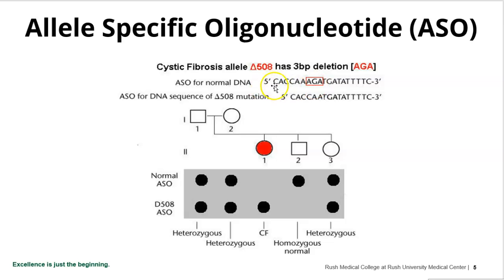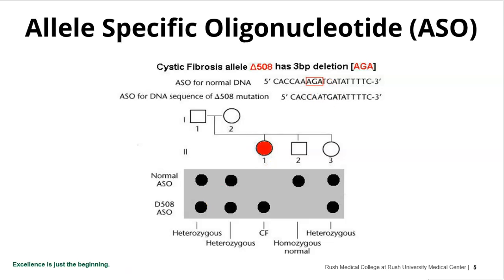So instead of it going CA, CC, AA, GA, it goes C, A, C, C, A, and then this is all missing. So then it goes to A, T, G, A. And this changes the amino acid sequence. So right in the middle, there's a deletion of 3 base pairs.